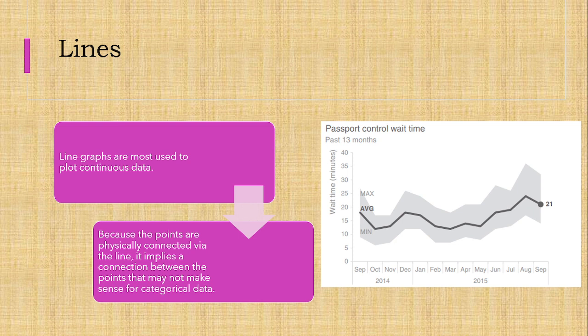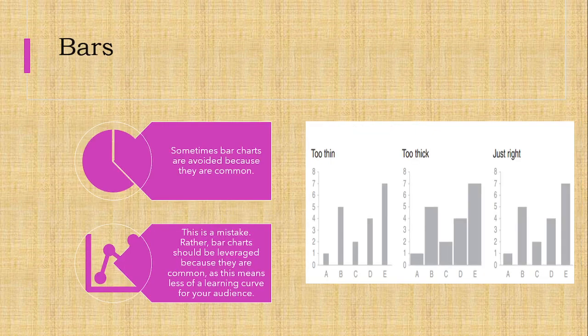In this case, as you can see from the example, we have a passport control waiting time, because we're using dates and the waiting time. So we say it is mostly used for continuous data, where the continuous data is the waiting time, which is visually represented on the y-axis. On the x-axis we're using the date, or what we're calling the month, and on the y-axis we're using the waiting time, which is continuous data.